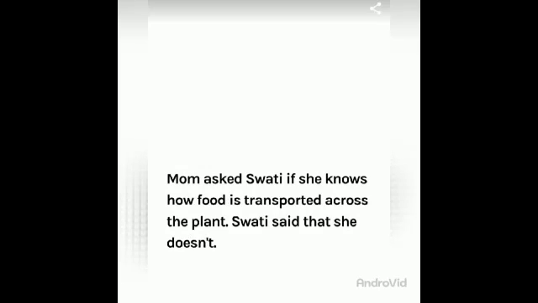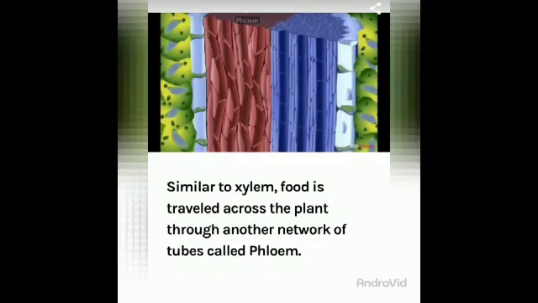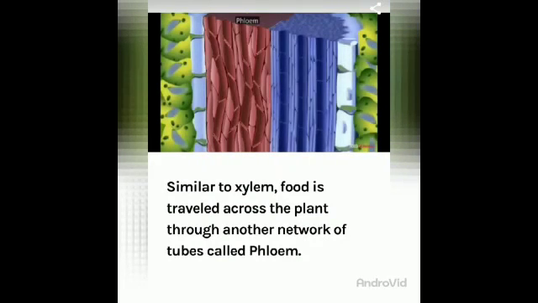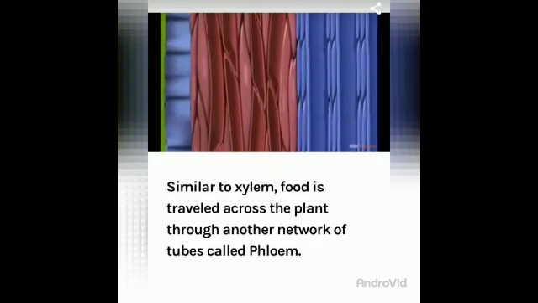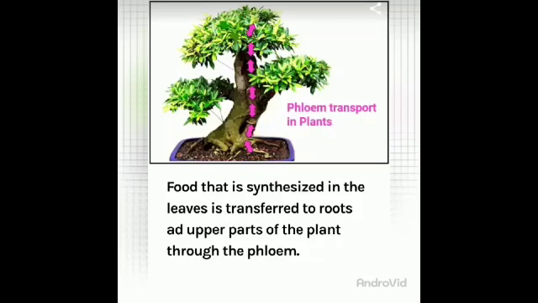Mom asked Swati if she knows how food is transported across the plant. Swati said that she doesn't. So mom started explaining about the mechanism of food transport. Similar to xylem, food travels across the plant through another network of tubes called phloem. Food that is synthesized in the leaves is transferred to the roots and upper parts of the plant through the phloem.